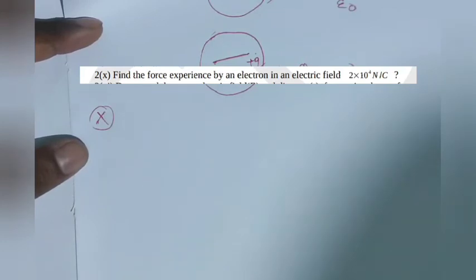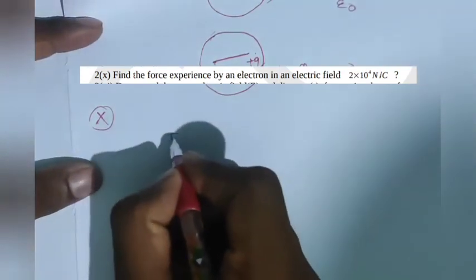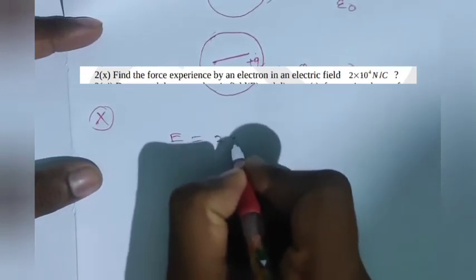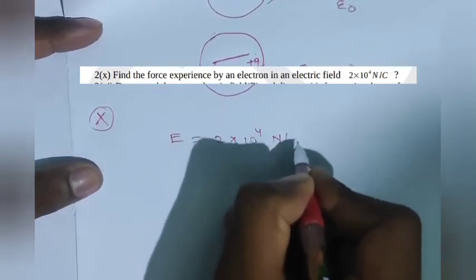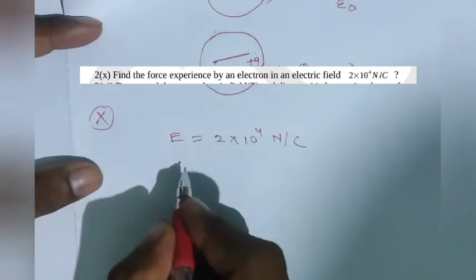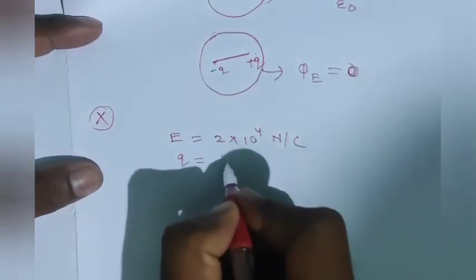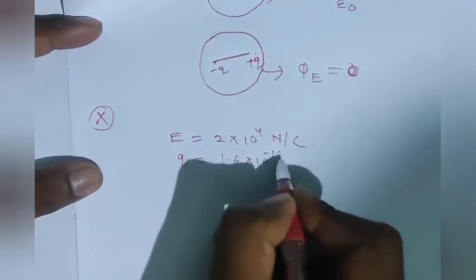Find the force experienced by an electron in an electric field of 2 into 10 to the power 4 Newton per Coulomb. So the electric field is given as 2 into 10 to the power 4 Newton per Coulomb. And the electron has a charge of 1.6 into 10 to the power minus 19 Coulomb.